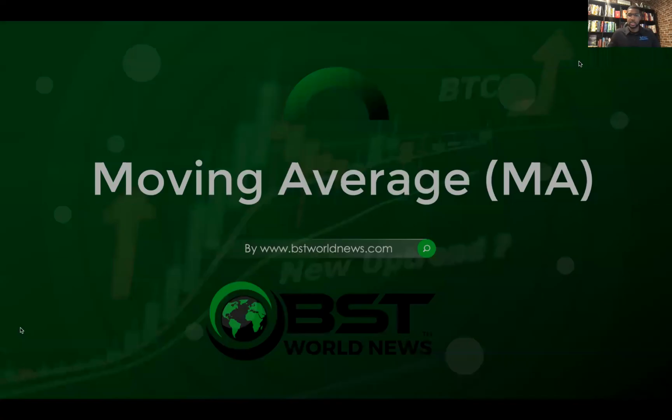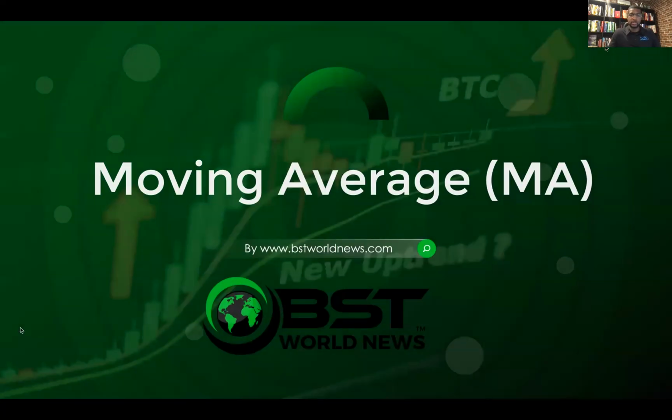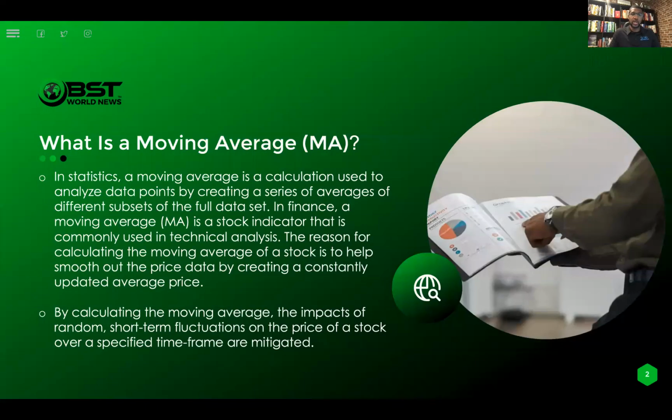All right. So moving averages. What is a moving average? In statistics, a moving average is a calculation used to analyze data points by creating a series of averages of different subsets of the full data set. In finance, a moving average is a stock indicator that is commonly used in technical analysis. The reason for calculating the moving average of a stock is to help smooth out the price data by creating a constantly updated average price.